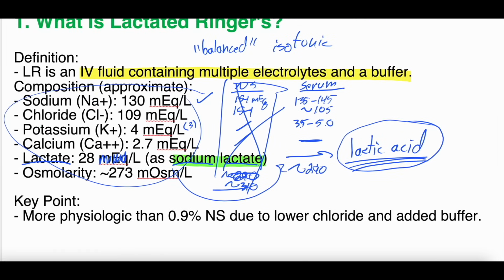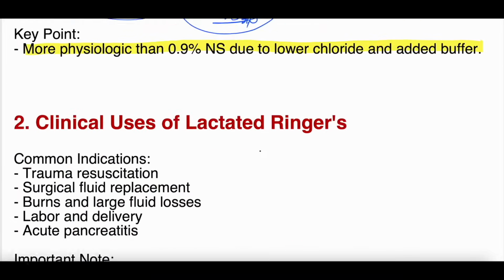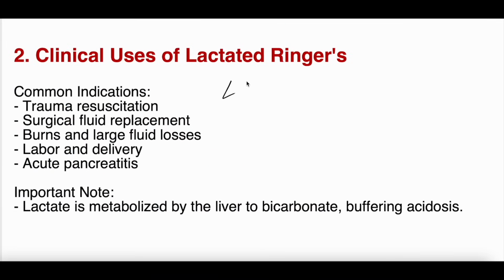All right, key point, as we mentioned, is that lactated ringers is more physiologic than normal saline due to lower chloride and an added buffer, which we'll talk more about. So clinical uses, again, not medical advice, but we use LR as pretty much our go-to fluid unless someone's got traumatic brain injury or there's sodium derangements or there's something else going on. But common indications: trauma resuscitation, surgery, burns, labor and delivery, acute pancreatitis, and really just people who need volume in general. I shouldn't say all, but many would benefit from LR over normal saline, possibly.